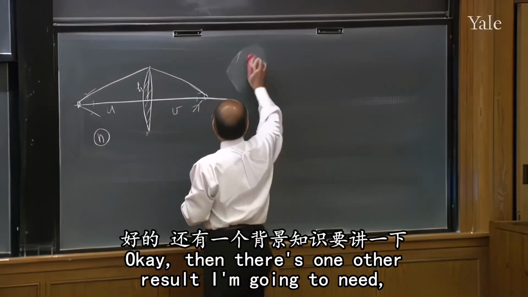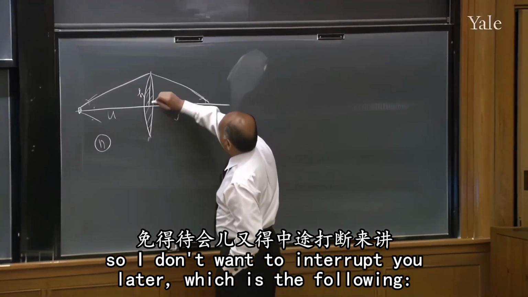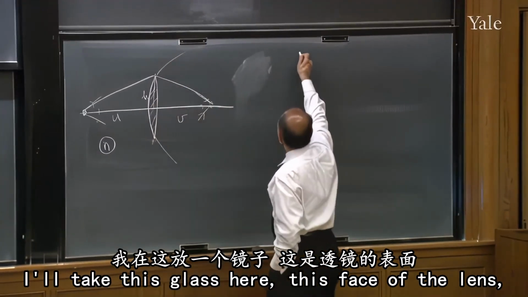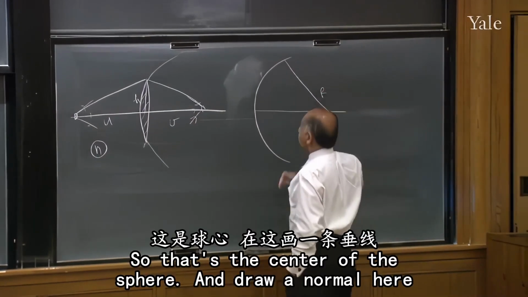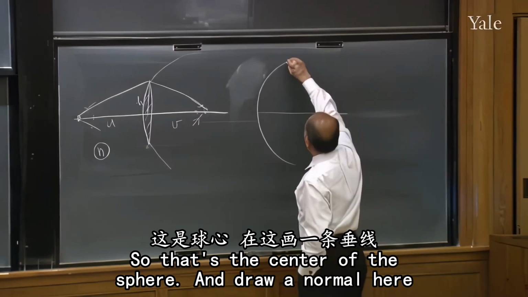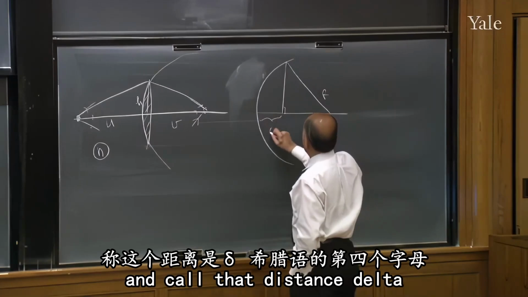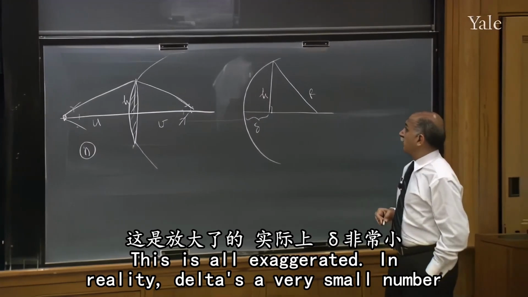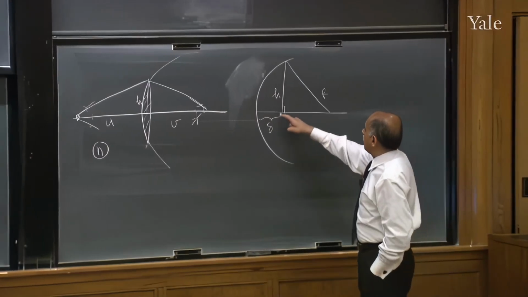Okay, then there's one other result I'm going to need, so I don't want to interrupt you later, which is the following. I'll take this glass here, this face of the lens, and let's say it's coming from a sphere of radius r. So that's the center of the sphere. And draw a normal here and call that distance delta and call this height h. This is all exaggerated. In reality, delta is a very small number. I'm going to need an approximate formula for delta in terms of h and r.